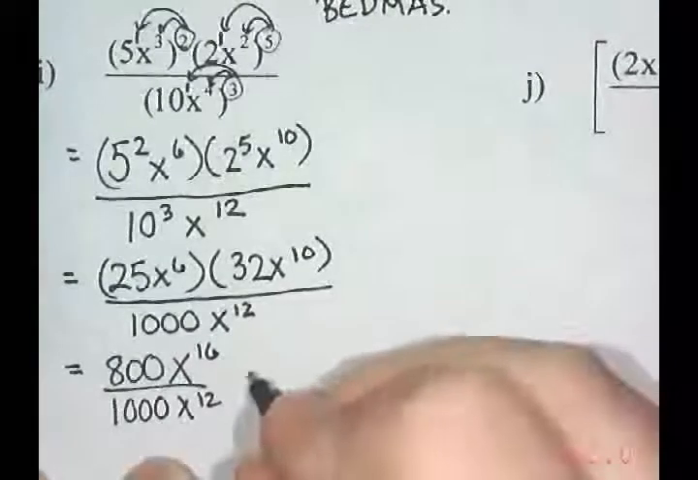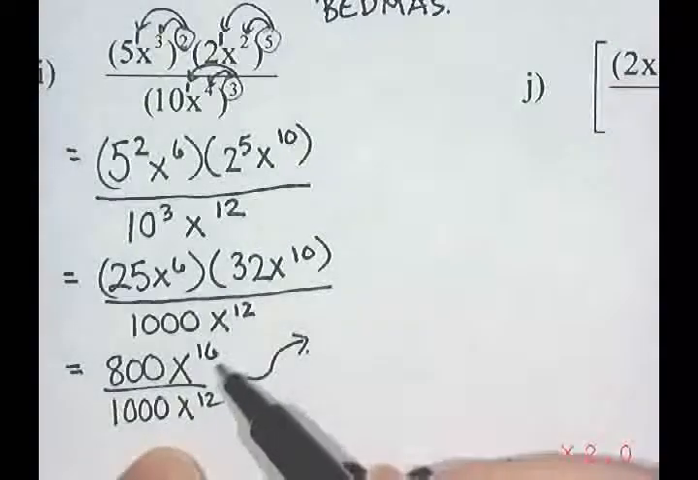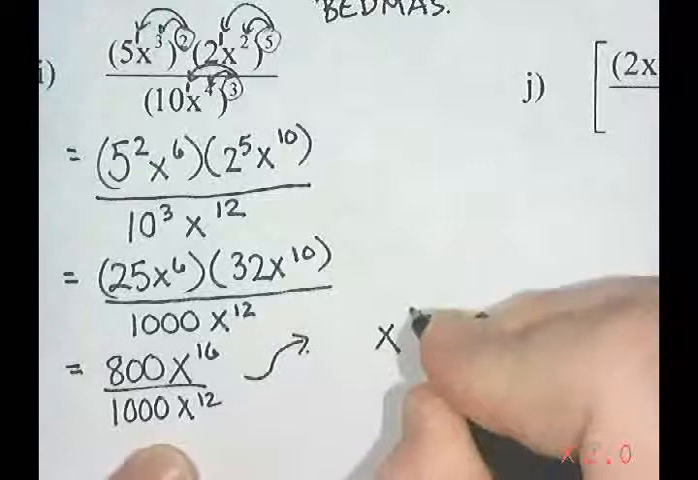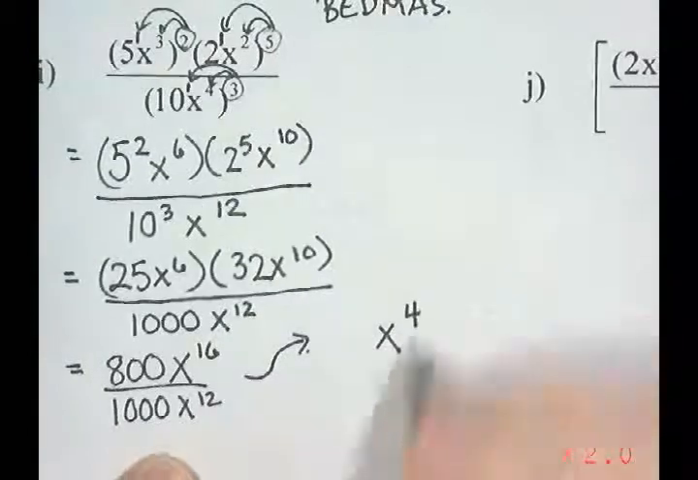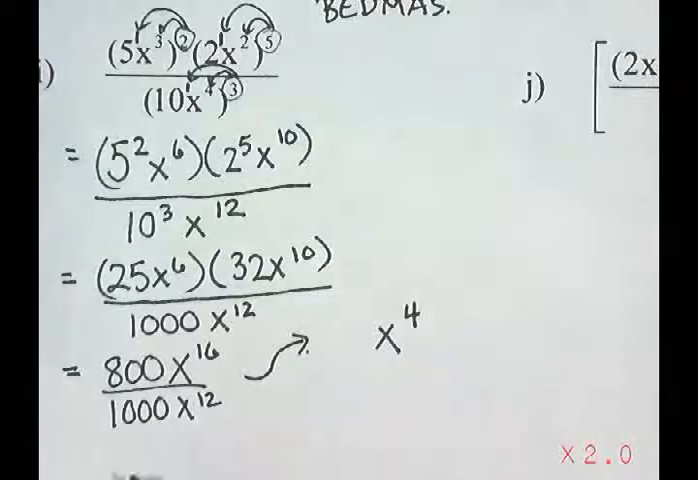And then to do the division, I'm going to do the exponents first. We subtract. That's the rule for division. So x to the 16 divided by x to the 12. I do 16 take away 12 is 4. Now 800 divided by 1,000 does not work out nicely. 800 divided by 1,000 is going to give me a decimal of 0.8. I do not want a decimal here.